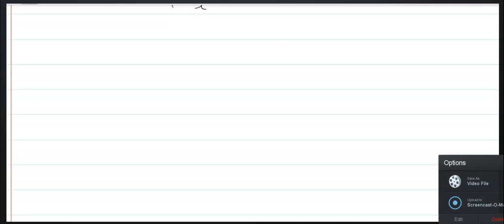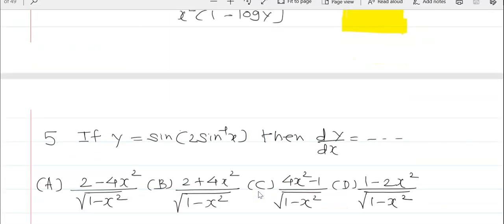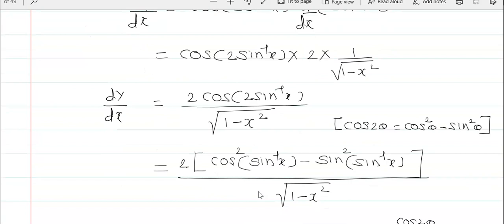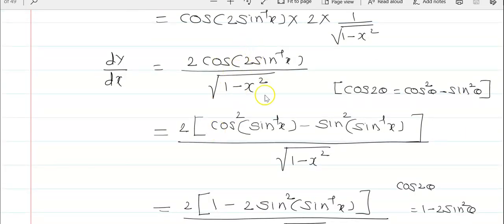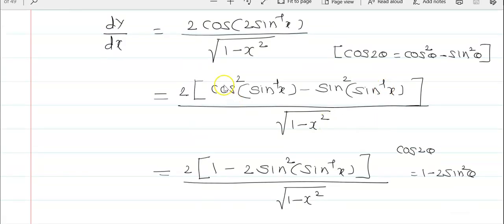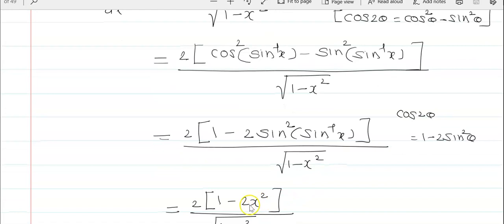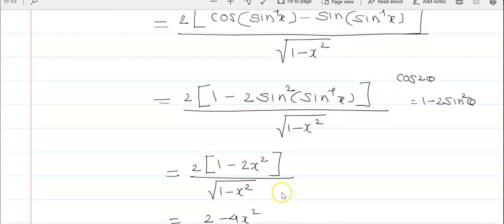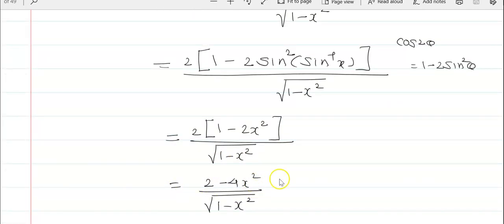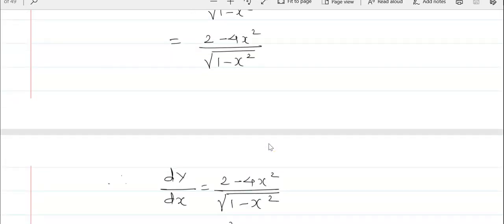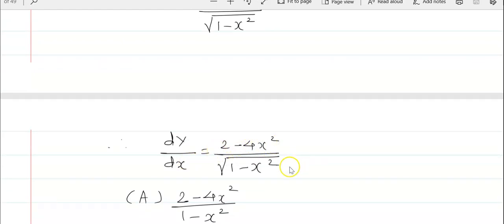Now see this again. y is equal to, normal differentiation is here. Now what is it? Cos of 2 theta means what? Cos square theta minus sin square theta. Therefore we write here cos square of sin inverse of x minus sin square of sin inverse of x. Now this cos square means 1 minus sin square, and therefore it becomes 1 minus 2 sin square of sin inverse of x. But what is the sin square of sin inverse of x? It is x square. That is 1 minus 2x square upon root of 1 minus x square. If you multiply by 2, then you will get 2 minus 4x square upon root of 1 minus x square. Therefore dy by dx is equal to 2 minus 4x square upon root of 1 minus x square, and hence option A is the correct one.